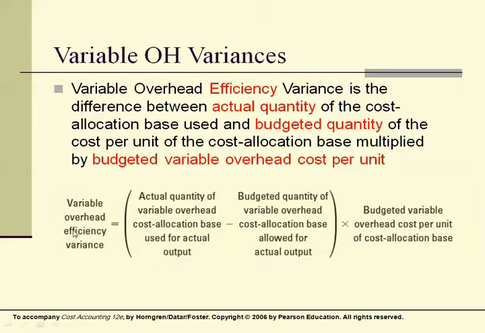So variable overhead efficiency variance equals actual quantity of variable overhead cost allocation base used for actual output minus budgeted quantity of variable overhead cost allocation base allowed for actual output, all multiplied by budgeted variable overhead cost per unit of cost allocation base.